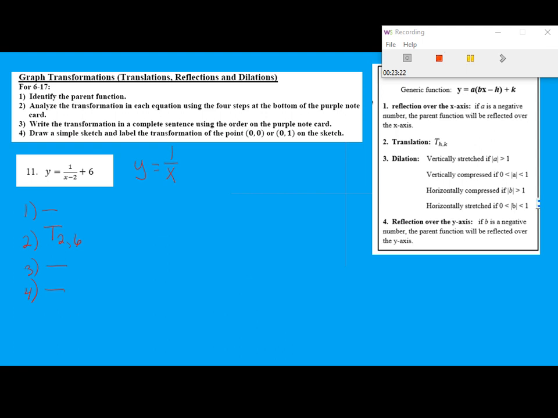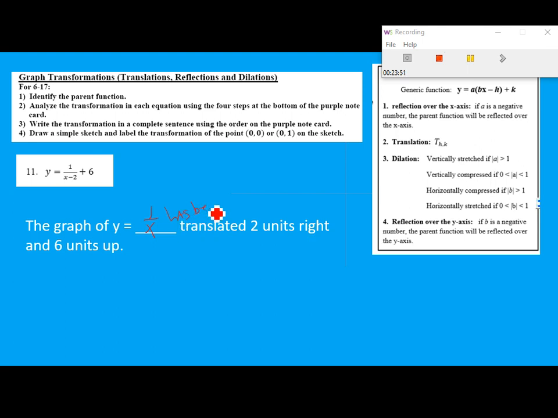up. It means our graph, instead of looking like this, will now be, there'll be a vertical asymptote at 2 and at 6, and it'll now look something like that. The sentence will look like this. The graph of y equal 1 over x has been translated 2 units right and 6 units up.